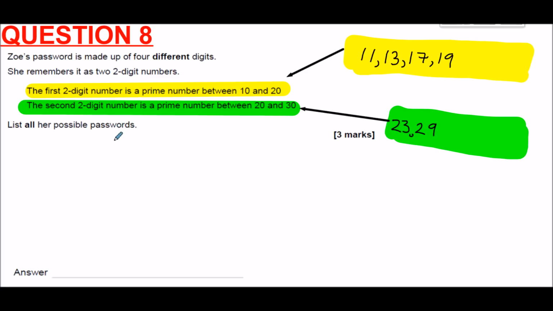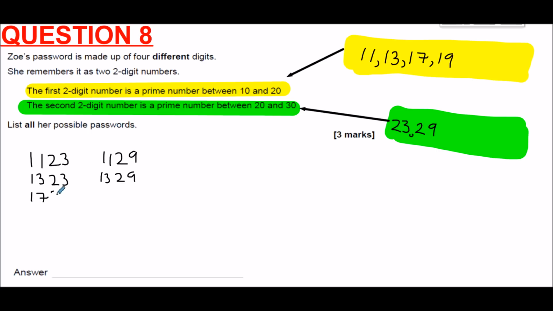And so all her possible password combinations, well, the first number could be 11, and we could have 23 with it, or we could have 11 and 29. So looking at 13 now, we could have 13 and 23, or we could have 13 and 29. So as long as we list these systematically, we shouldn't be making any mistakes.